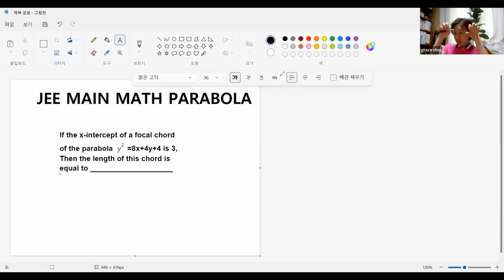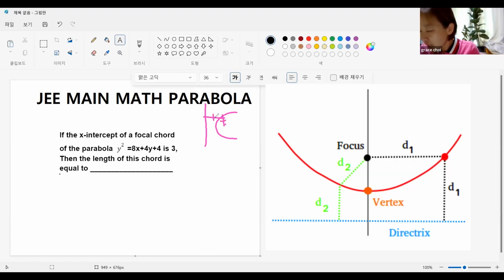Comment, please. Okay, the definition is: any point on the parabola is equidistant from the focus and the directrix line. The distance is the same, always, for all points on the parabola.